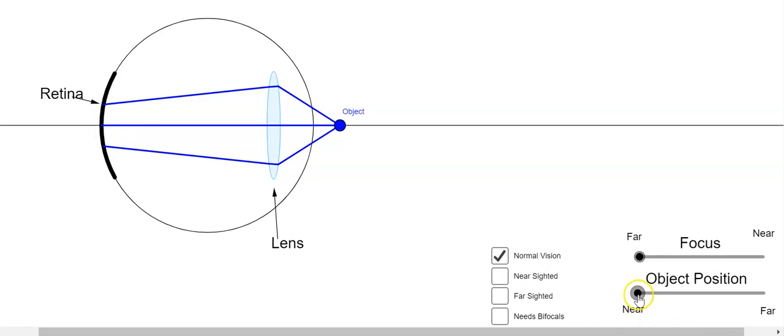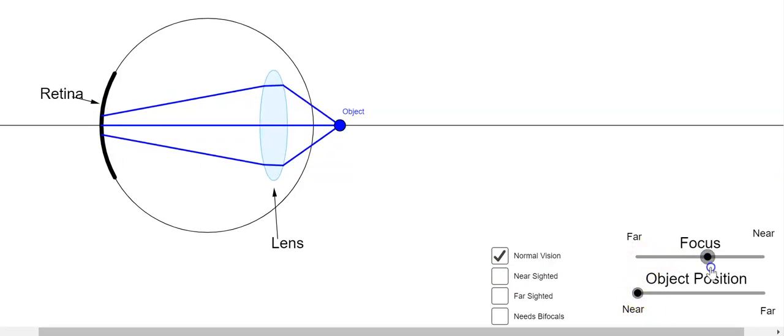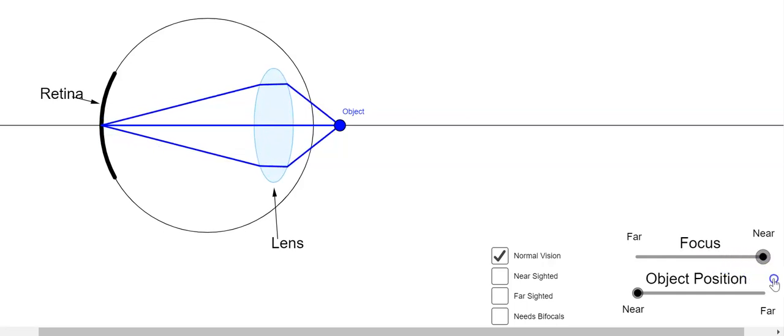But what the eye can do is squeeze or relax that lens and change the shape of that lens using your eye muscles to focus that light on the back of the retina. So this is one of the wonderful features we have in our body that allows us to change the shape of our lens. Otherwise, we'd have to have many different types of glasses whenever we wanted to look at something near or far away.